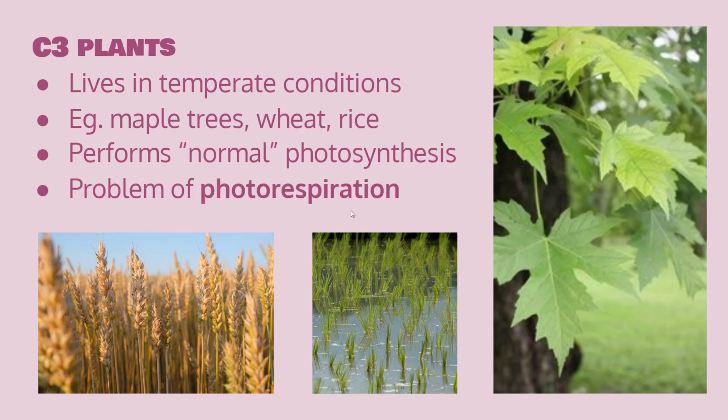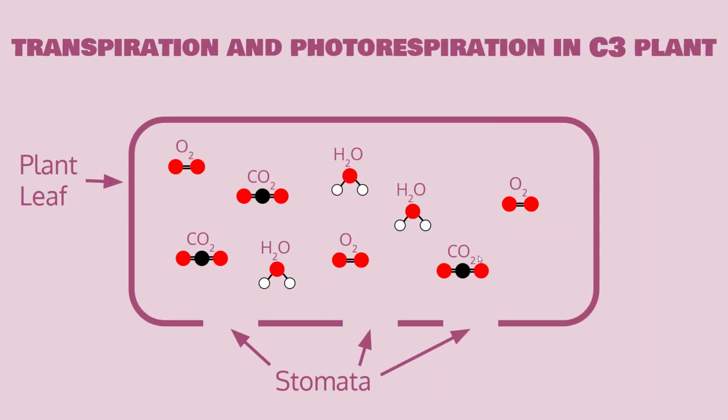However, the C3 plant has a problem of photorespiration when it does photosynthesis. So let's go into detail to see how that happens. This is a cross-section diagram of a C3 plant leaf. So first I would like to note that this is very much simplified. The actual plant leaf would have many cells within it, and photosynthesis would specifically be taking place in the mesophyll cells. And also these molecules are much too large for the proportion here, but I've drawn attention to oxygen, carbon dioxide, and water because those are involved in photosynthesis.